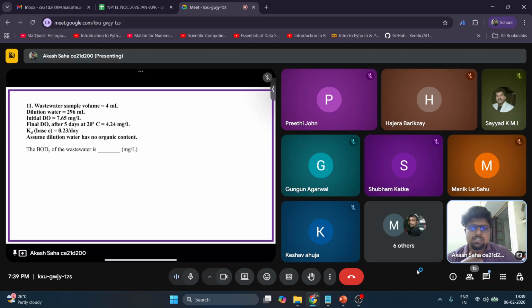The wastewater sample volume is 4 ml. Dilution water is 296 ml. Initial DO is 7.65. Final DO after 5 days at 20 degrees Celsius is 4.24. The degradation constant is 0.23. What is the BOD of the wastewater? Please calculate it quickly and let me know.